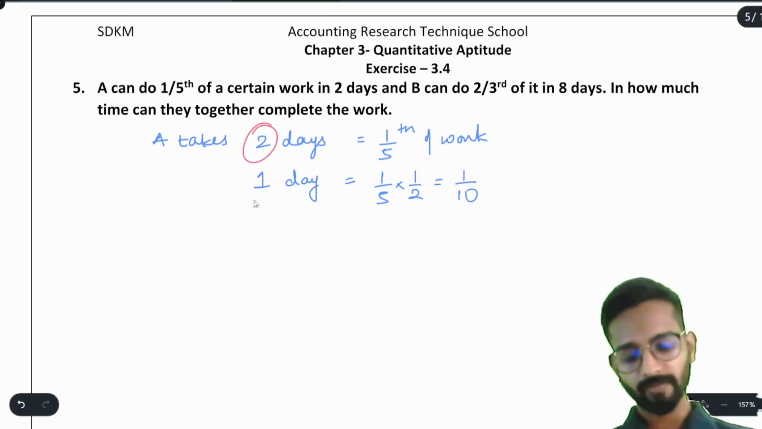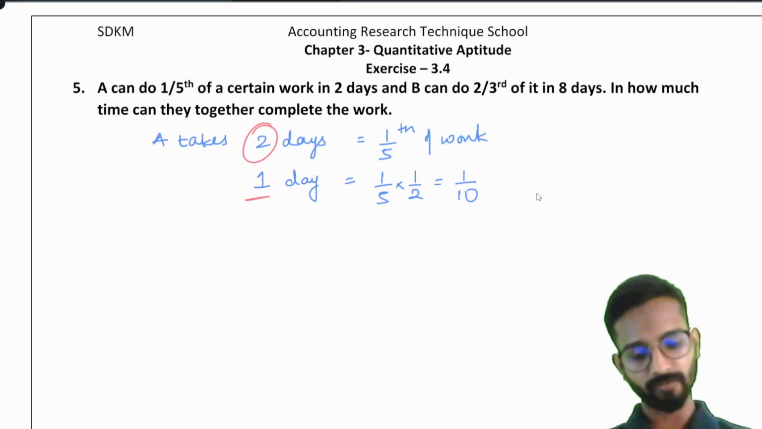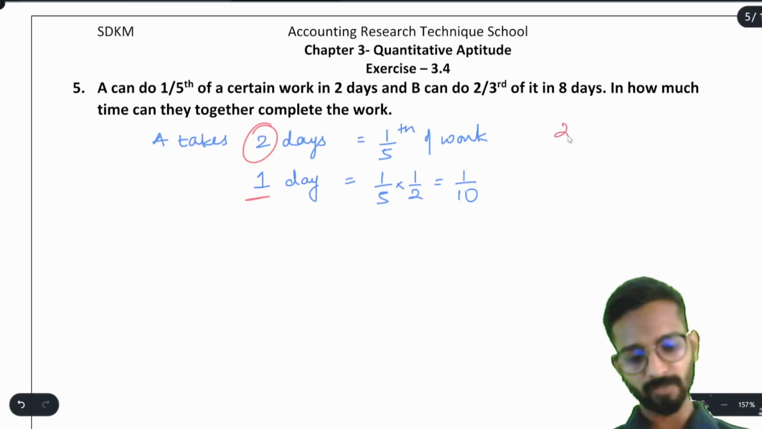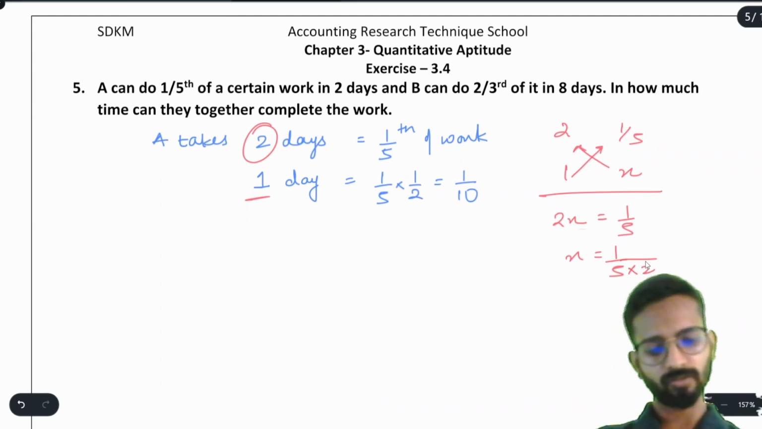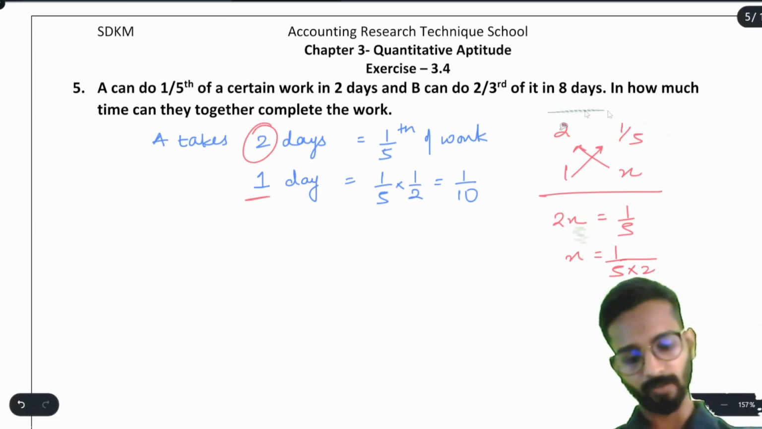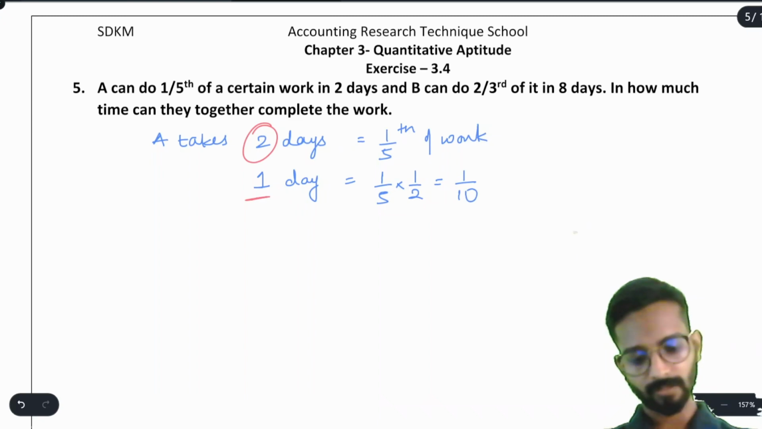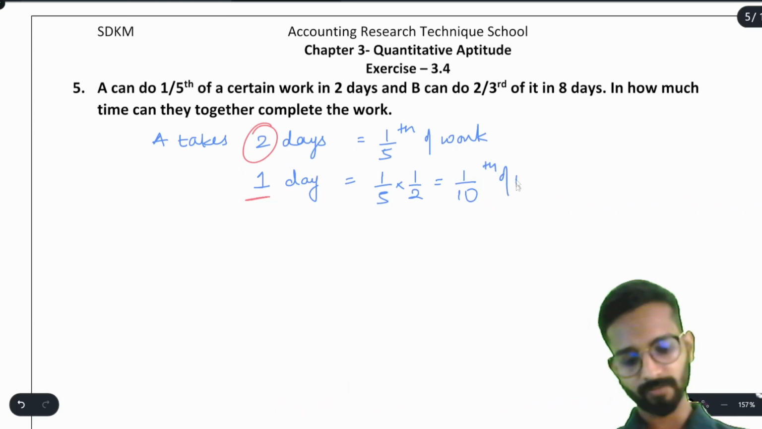Simple enough. What we have done, we have just divided. Here it was 2 days, we have to find for 1. It means 1 by 5 multiply 1 by 2. It is 1 by 10th of the work. Or you can learn as cross multiplication also, 2 days 1 by 5, 1 day x, and then if you solve here, 2x is equal to 1 by 5 and x will be 1 by 5 into 2. You can use this method also, whichever way you are comfortable with. Okay, now so in one day 1 by 10th of the work is done. Okay, what about B?